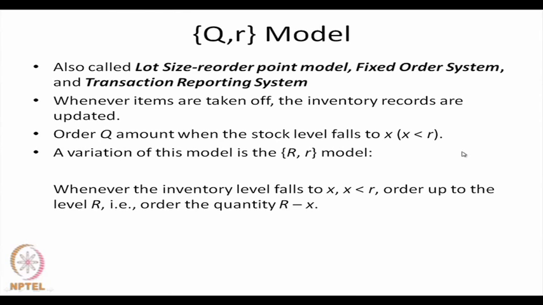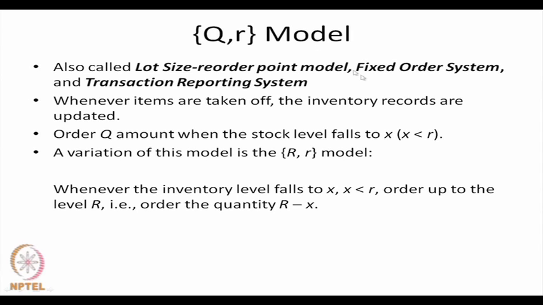Now, we shall consider, even before that, let me introduce: we can find out Q, but how to actually operate the inventory, there are different models for that. The first model is called the transaction reporting system or the fixed order system, also known as the QR model.